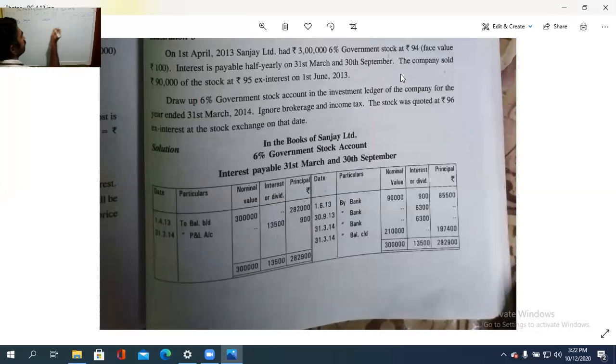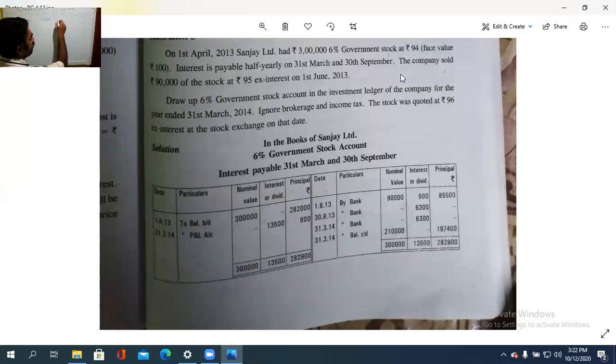Same problem, but there is a difference in the calculation of interest. After that, on which date was it sold out? Interest is payable half yearly on 31st March and 30th September. The company sold rupees 90,000 of the stock at rupees 95. So 90,000 by 100 is 900, and 900 into 95 is what comes there.